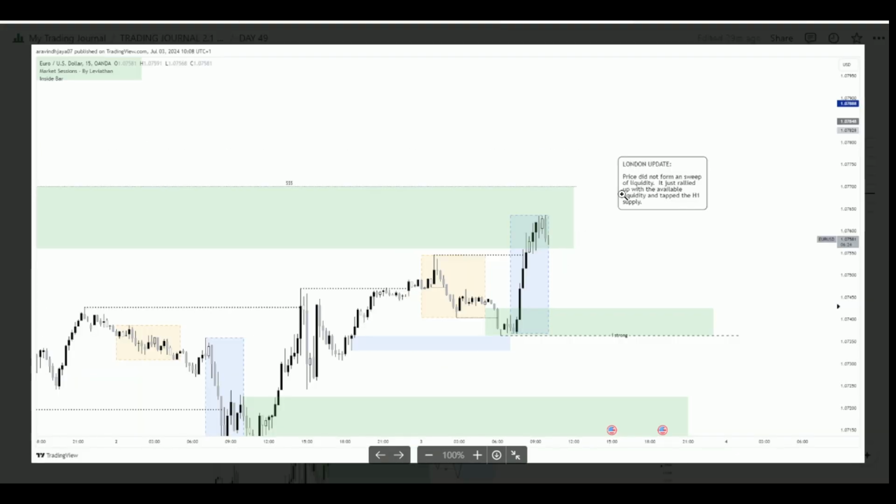So this is the post-London update. Price did not form a sweep of liquidity. It just rallied up with the available liquidity and tapped the H1 supply. Available liquidity, what is the available liquidity? Asian lows. Price used the Asian lows and then went up. So this was the only valid trade here, but I didn't take the trade. I want to see a liquidity sweep during the session.